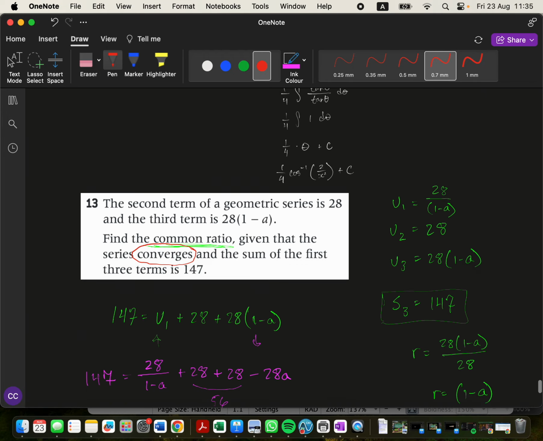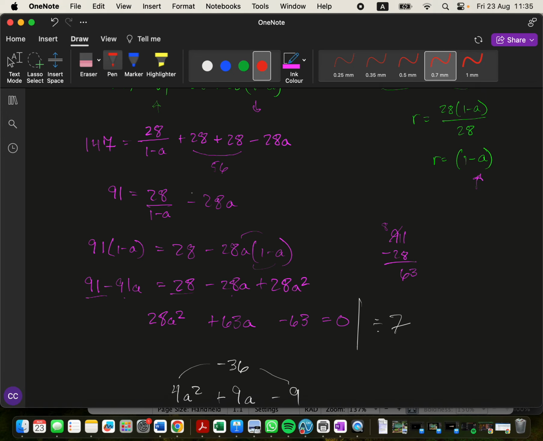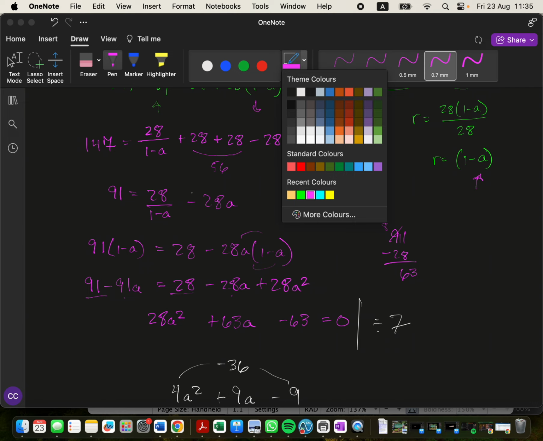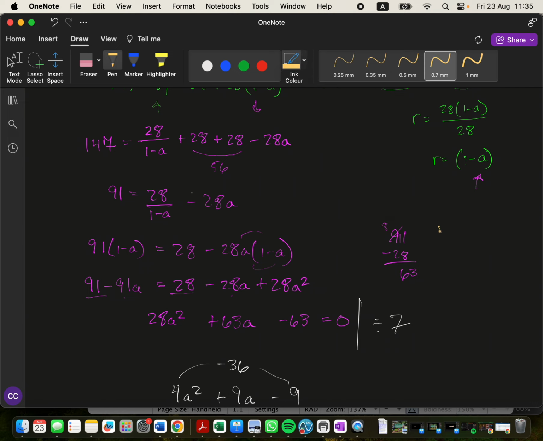So to find our final answer here, let's change colors one more time, just because it's fun. We get r equals 1 minus 3/4. So r has to be 1/4. That is our solution, and I think that's the right answer. I hope this was helpful.